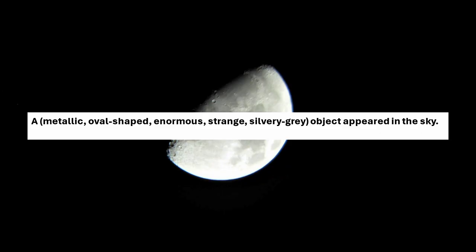And now for our writing prompt. Here is a sentence describing a UFO sighting. A metallic, oval-shaped, enormous, strange, silvery grey object appeared in the sky. First of all, have a look at the adjectives there and see if you can put them in the right order. Then when you've done that, have a go at rewriting that scene to make it more interesting. Play around with language. Vary the structures you're using. And use that variety to bring the scene to life.